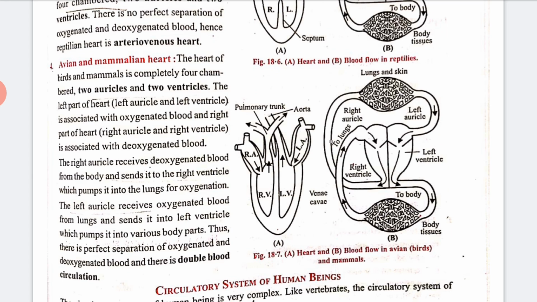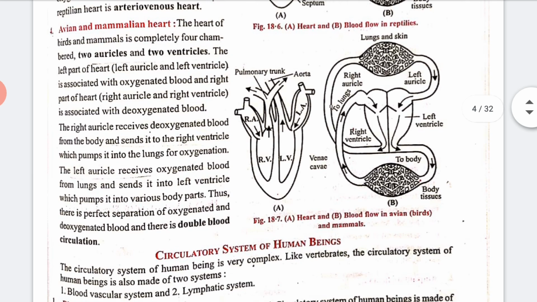The heart of birds and mammals is completely four-chambered, that is, two auricles and two ventricles. The left part of the heart, the left auricle and left ventricle, is associated with oxygenated blood, and the right part, the right auricle and right ventricle, is associated with deoxygenated blood. On this basis, the right auricle receives deoxygenated blood from the body and sends it to the right ventricle, which pumps it into the lungs for oxygenation.